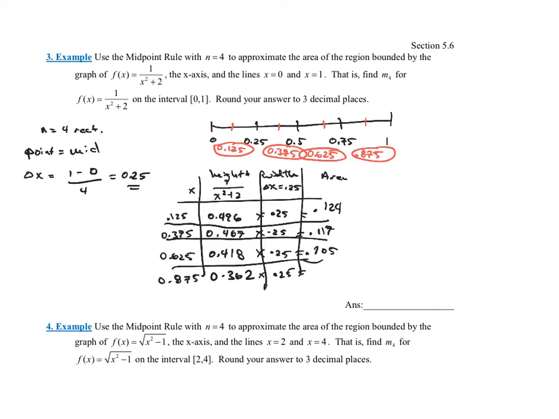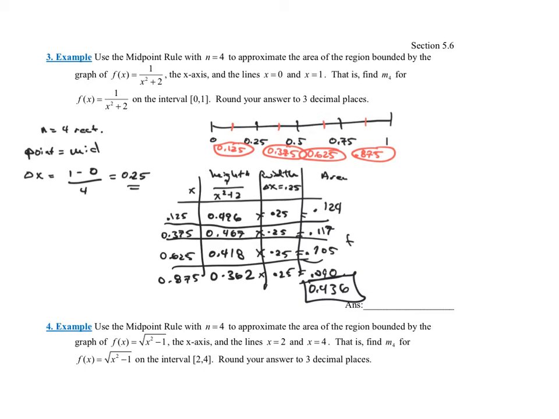And in the last one, I'm getting 0.090. So that's the area of all 4 rectangles. Now what I do is I add those 4 together, and I'm getting 0.436 when we rounded to 3 decimal places for each of those. So that's my answer on the problem.